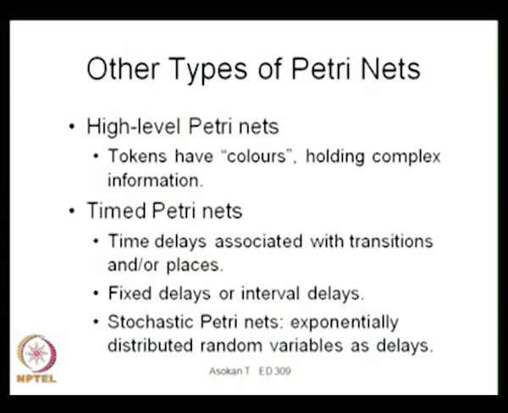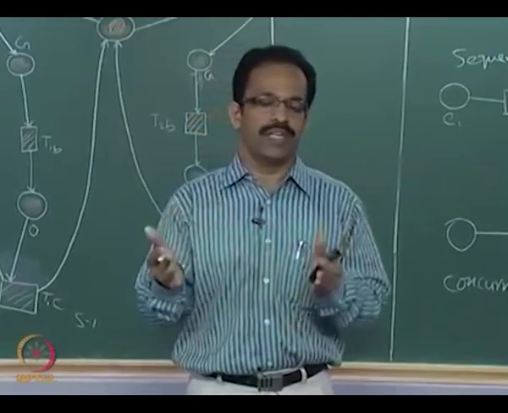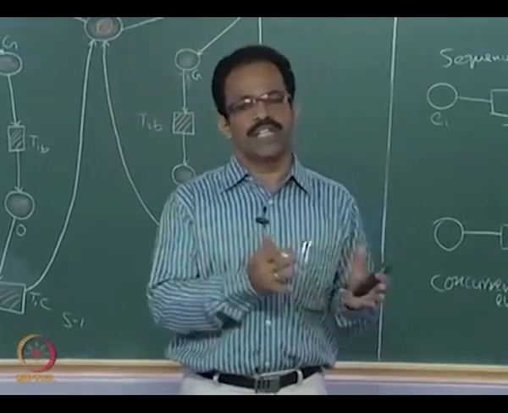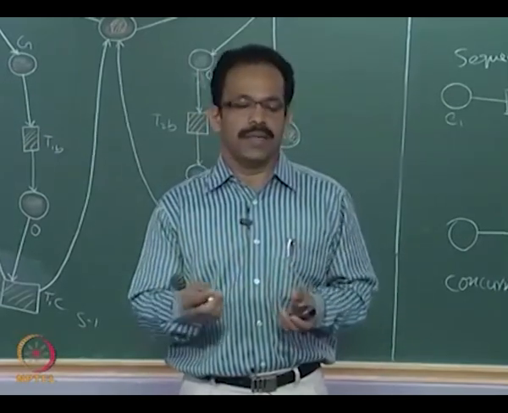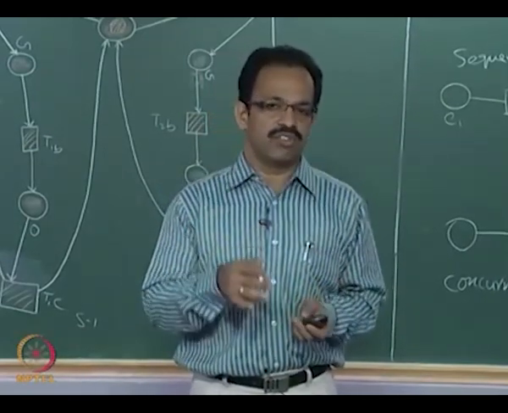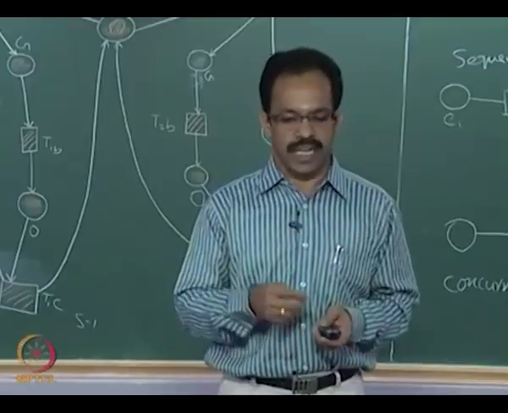And apart from this we can have timed Petri nets also. In the previous cases we did not include the timing of the system. So how much time it takes to make a production, how much time it takes to consume the product, or how long we can keep a product in the storage, that is not incorporated in the Petri net. But in more advanced Petri nets we can actually incorporate those timings also.